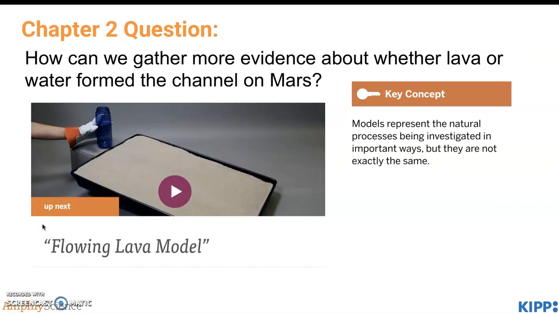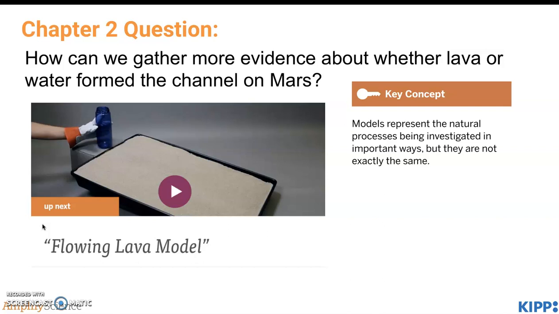In 2.3, Gathering Additional Evidence from Models, students continue to use models to investigate the question, what geologic process could have formed the channel on Mars? First, students revisit the flowing water model to get evidence for Claim 1, flowing water formed the channel on Mars. They generate ideas to test in the flowing water model and select one idea to test. They make observations and share these observations in a class discussion.